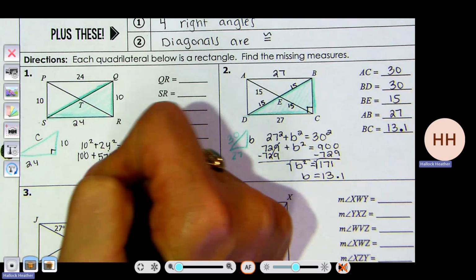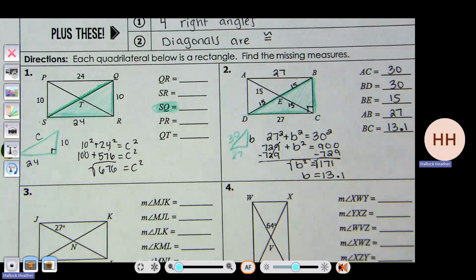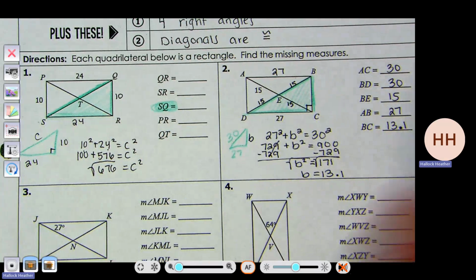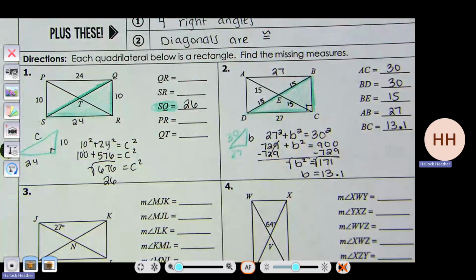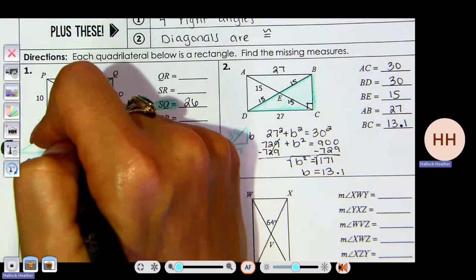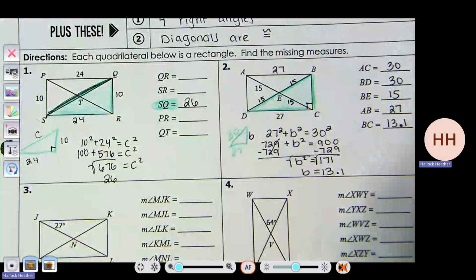And then you have to square root 676. So what do you get? 26. Oh, okay. I thought I heard a bunch of craziness. Okay, so SQ is 26. That's the diagonal all the way across.